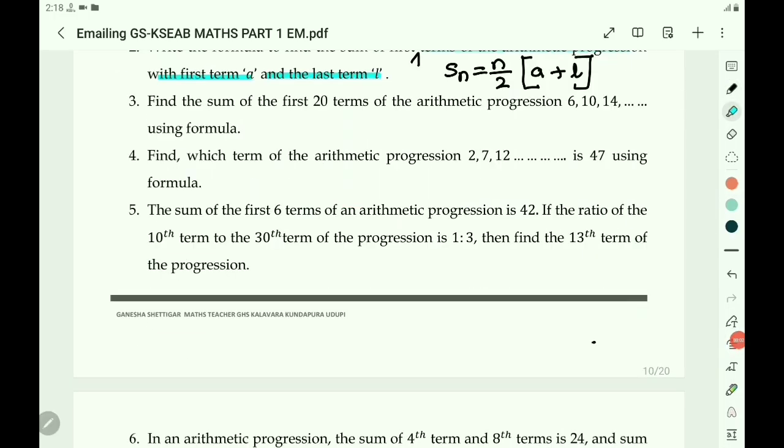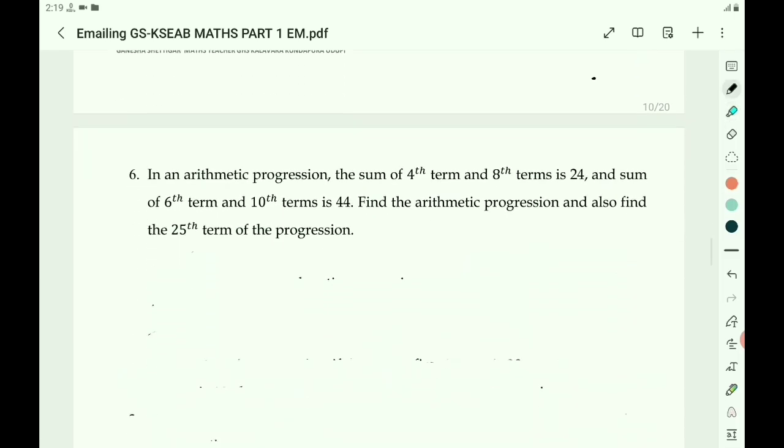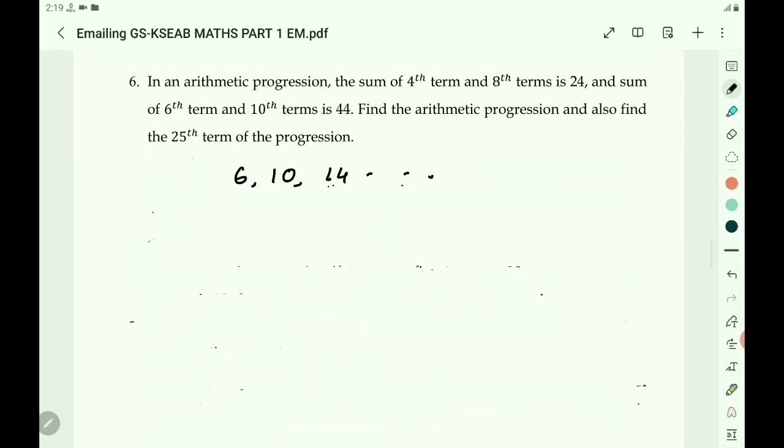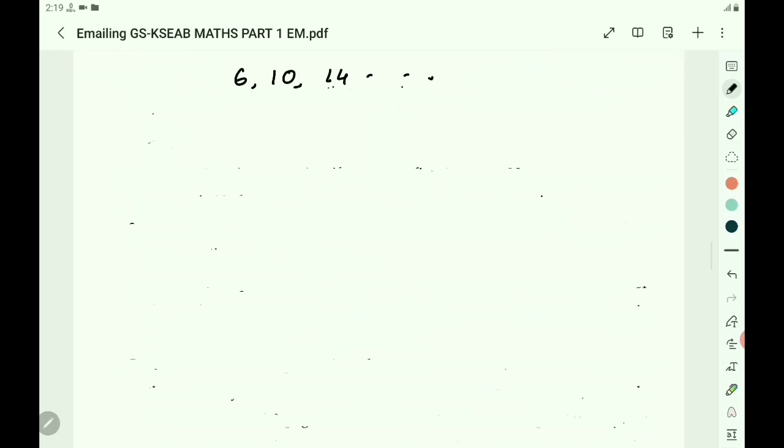Question number 3, 2 marks question. Find the sum of the first 20 terms of arithmetic progression 6, 10, 14 using formula. Here we have to find out the sum of first 20 terms of AP 6, 10, 14. Let us write the AP 6, 10, 14, and so on. Here A is the first term and D is the common difference. Common difference is equals to A2 minus A1, which is 10 minus 6 equals 4.